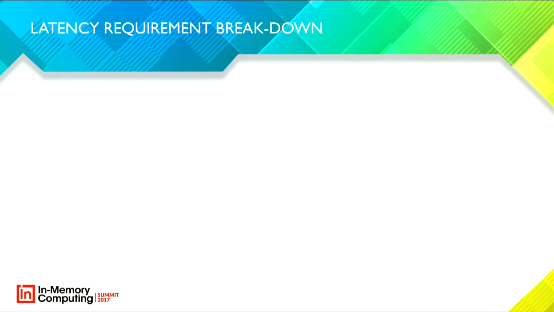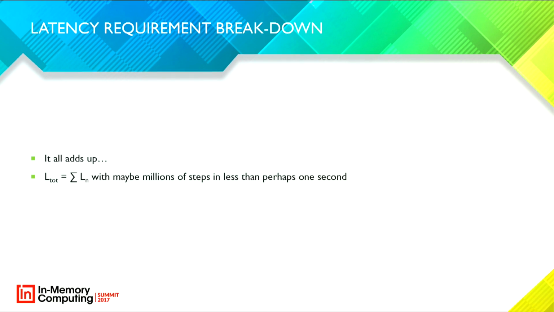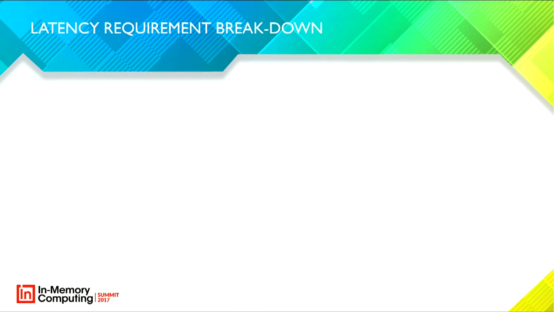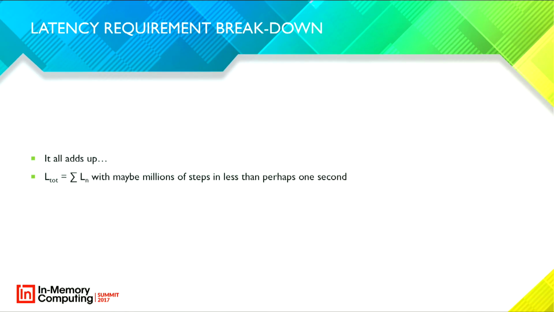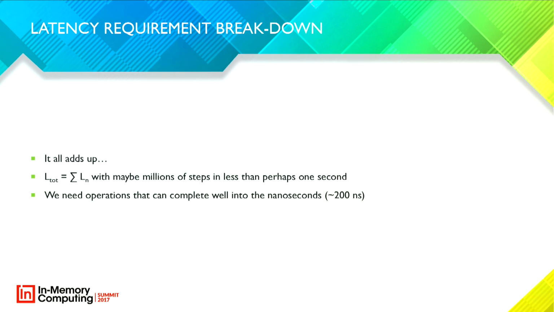So let's just break down the latency requirements. The thing is that it all adds up. Excuse the pun, but that's the way. So in a simple case, you have the total latency, which is the sum of all steps. And maybe you have millions of steps before it completes. You remember this picture. This is complicated, millions of steps. So that leaves us with not so much time for each operation. Maybe we need operations that can complete in well into the nanoseconds, 200 nanoseconds.